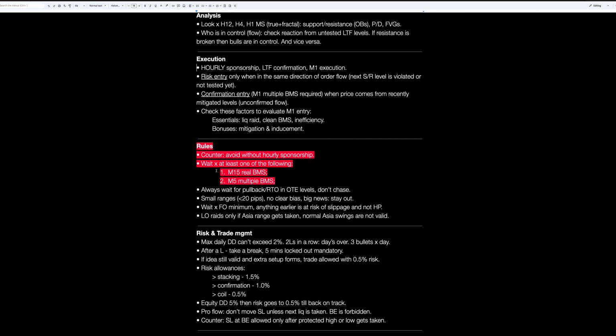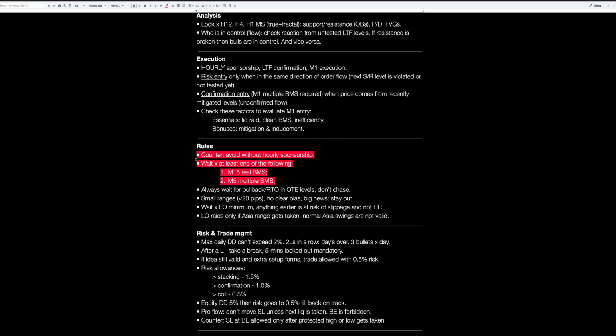Today I want to talk about rules, and the video is going to be on the first part of my rules. So basically it is about counter. What do I need to see to go counter? So for me, what does it mean counter? Going counter trend. So if I see that hourly is printing higher highs and higher lows, it's counter to short.